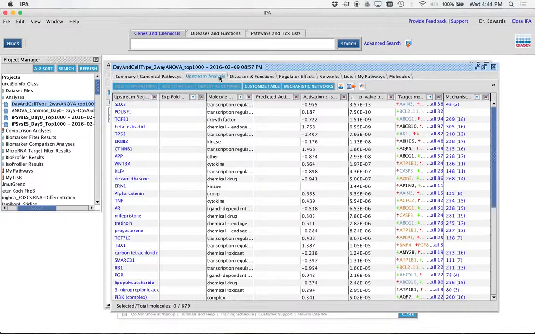Big guns, upstream analysis. These are our godfathers. 15 minutes left. Okay.